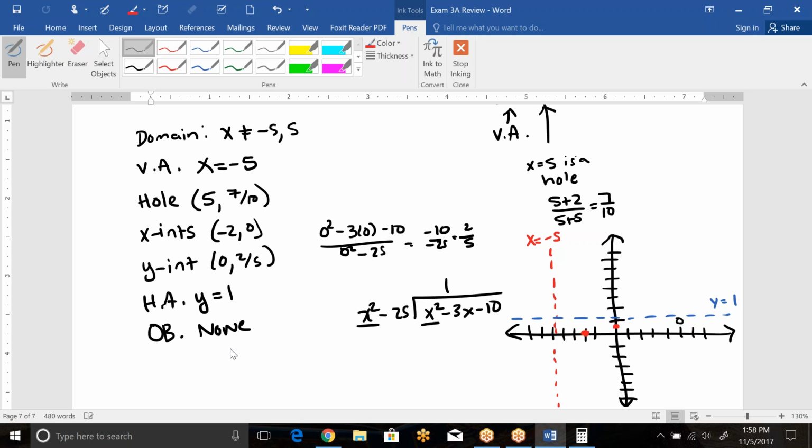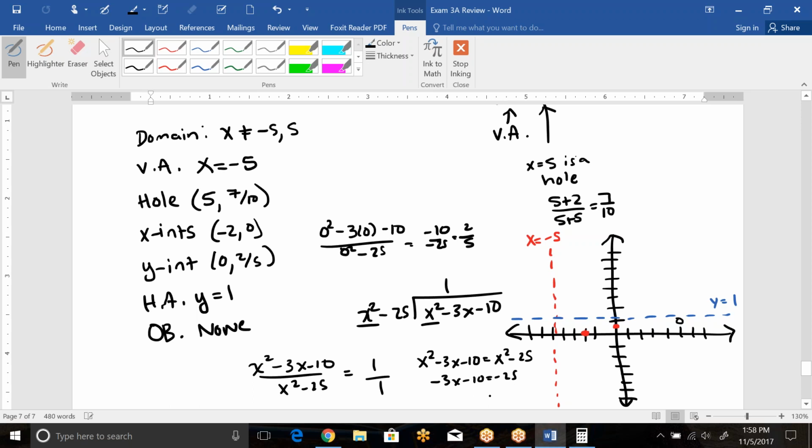We do need to check to see if this is going to cross its horizontal asymptote, because right now I have tons of points on the side across from the -5. It looks like I'm stuck down in this bottom region, but I want to make sure. So you set your original function, which was x squared minus 3x minus 10 over x squared minus 25, or you could use your reduced one, but I like to go back to the original because I didn't make any mistakes yet. You set that equal to your horizontal asymptote's value. You cross multiply, and you solve this.